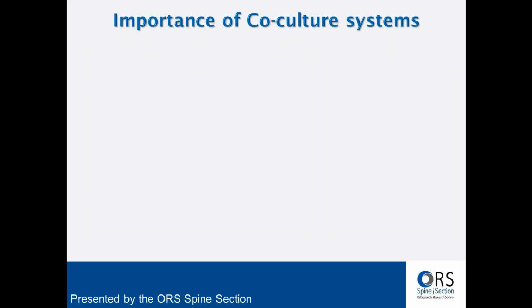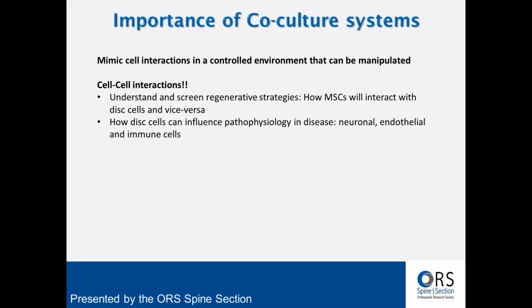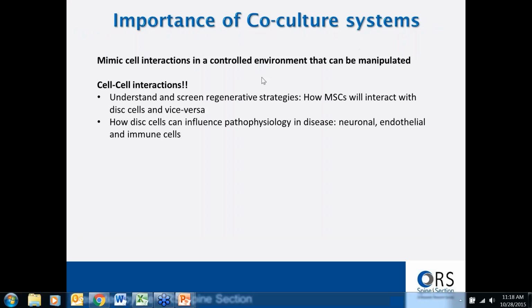So why are co-cultures important? They allow us to mimic cell interactions in a controlled environment. So why are cell interactions important? They help us to understand and screen regenerative strategies. For example, how MSCs will interact with disc cells and vice versa. And also how disc cells can influence pathophysiology and disease. For example, their interactions with neuronal cells, endothelial cells, and immune cells.